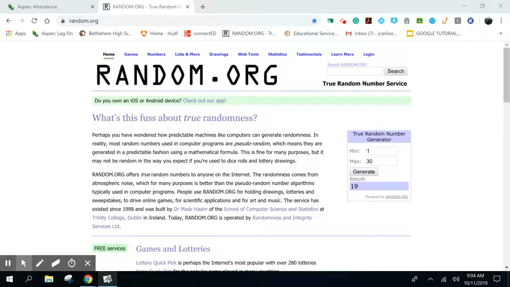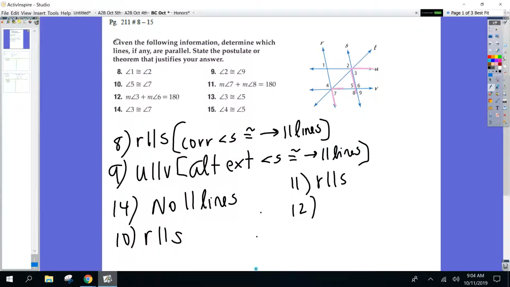19? If 3 and 6 are supplementary? Why? Same side interior angles. There you go. Same side interior supplementary. Perfect. 13. 3 is now congruent to 5.